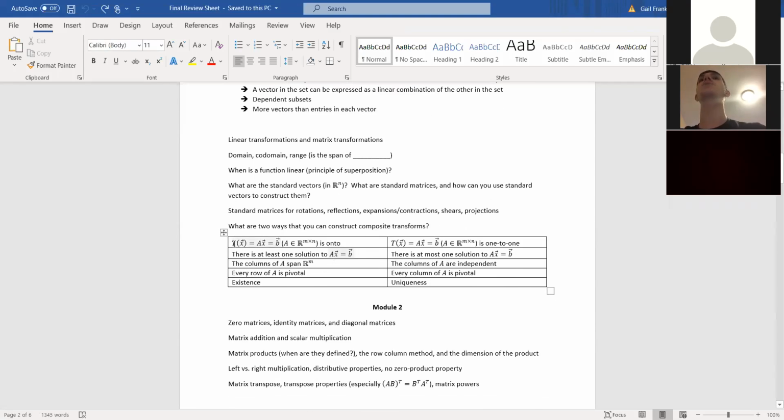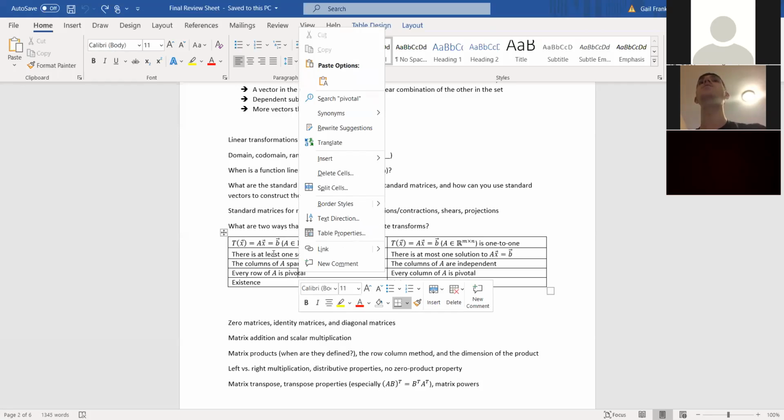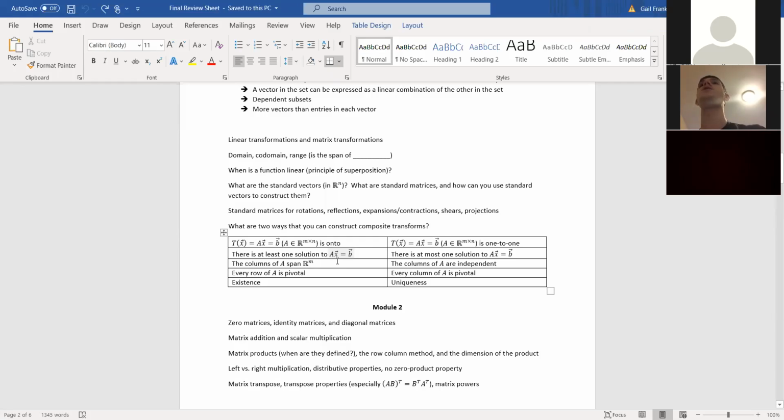So next, we have onto and one-to-one. They really aren't too much different from things we've done before. Onto is the equivalent of every row having a pivot. So onto means that there is at least one solution to AX equals B for every B. So we have a consistent linear system. There's a pivot in every row of A. And you can also say that the columns of A span Rm. We have one pivot in each row, and there are m rows. And yeah, it's the existence.